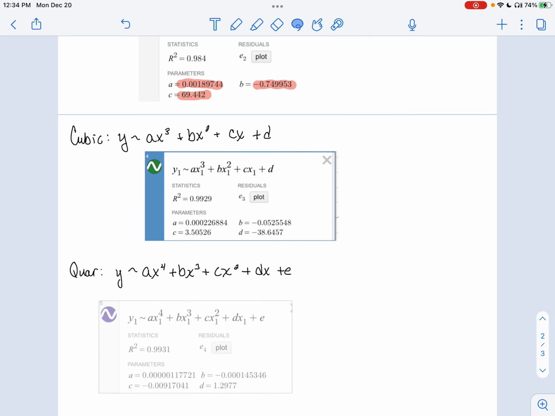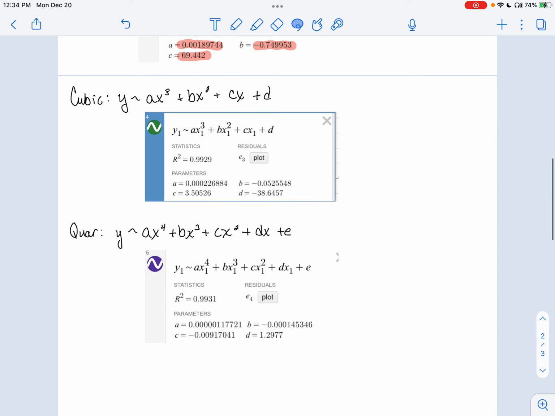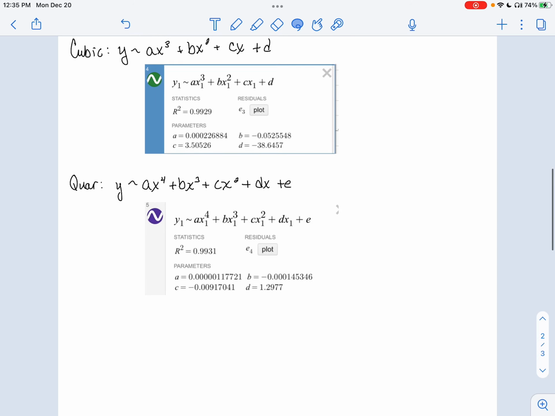All right, there it is, guys. So we have all of our equations. If you wanted to rewrite it, you definitely could. Just remember, this is the number in front of x to the fourth. This is the number in front of x to the third. This is the number that would be in front of x squared.